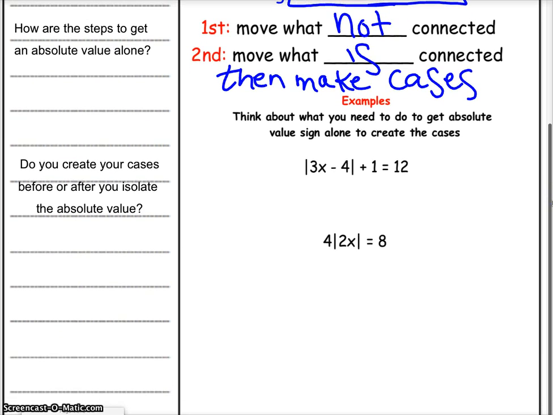So, I'm going to just do the 2 examples here. I'm looking at my directions and it says think about what you need to do to get the absolute value sign alone and then create cases. So let's think. What's the first thing that you would do to get the absolute value sign by itself? Think about it. I want to see more hands up. What's by the absolute value sign? How do you move that 1? So the first thing I'm going to do is move my 1.